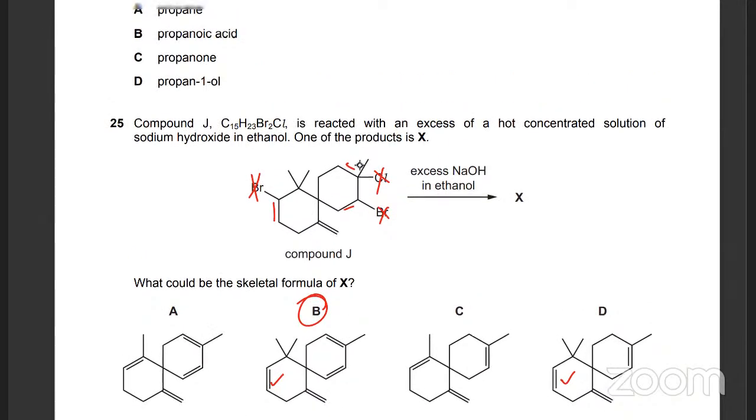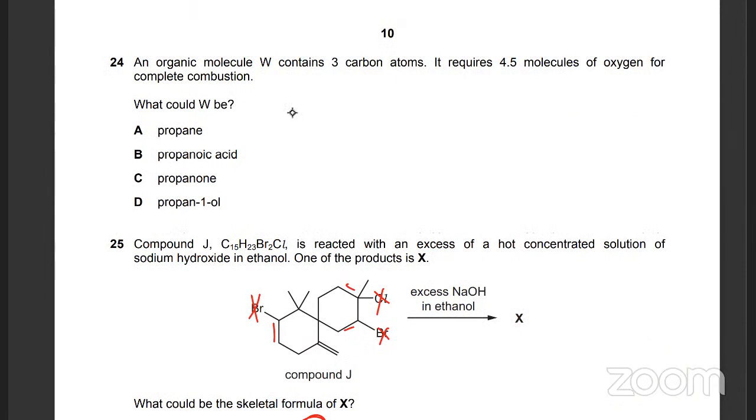Yes. So then you have an organic molecule W that contains 3 carbon atoms. It requires 4.5 molecules of oxygen for complete combustion. So basically you have to make a balanced equation. My guess is it's the first one, C3H8. It's going to form 3CO2 plus 4 H2Os. And how many oxygens? It's 6 plus 4, 10. That's 5 O2s. So not the first one. Probably propanoic acid then.